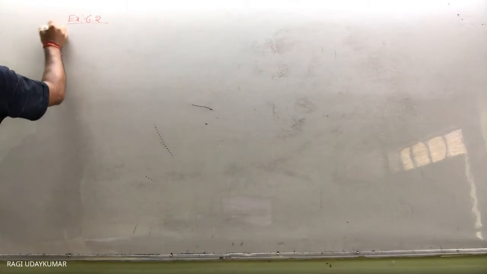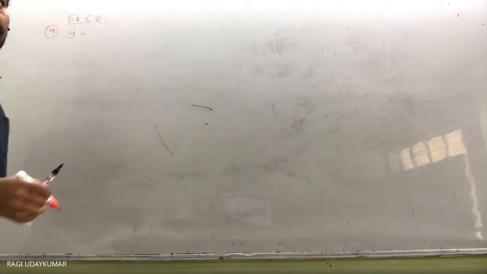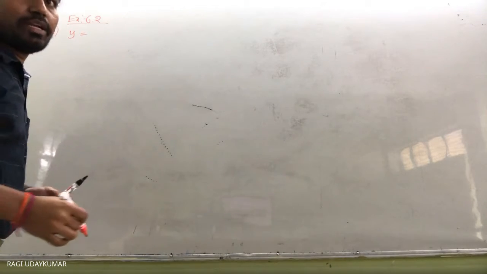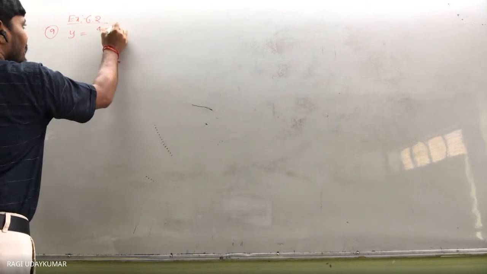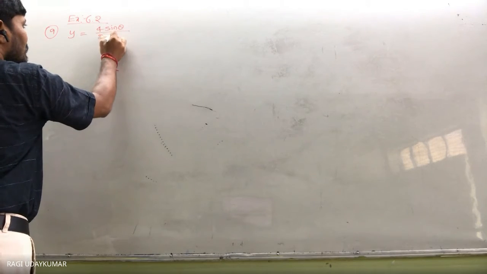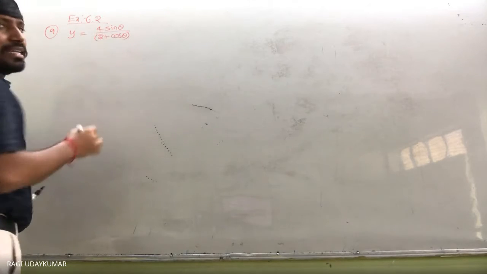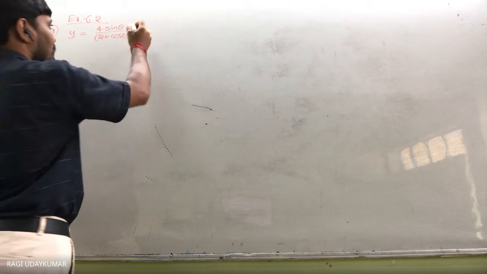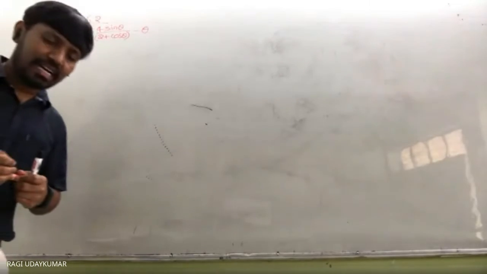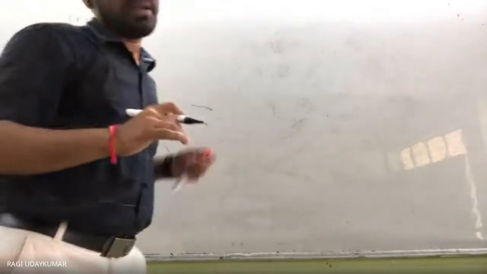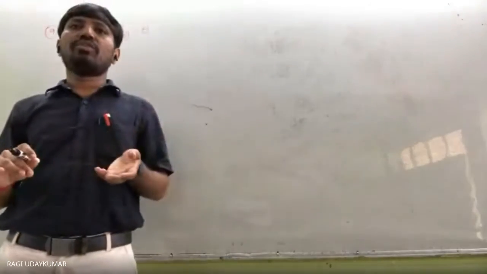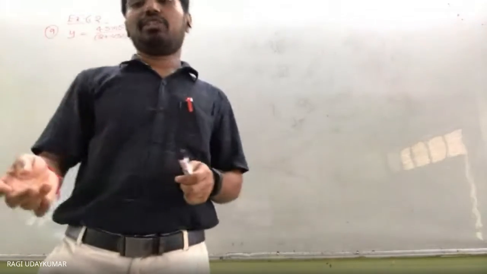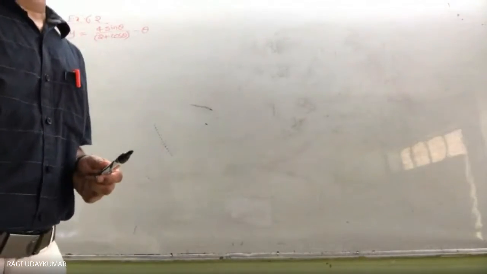So the ninth question is given to you. ये थोड़ा सा difficult है आपको. Y is equals to 4 sin theta by 2 plus cos theta, in the brackets, minus theta. This is an increasing function of theta in the interval 0 to pi by 2. In the closed interval 0 to pi by 2, ये increasing function prove करना है.